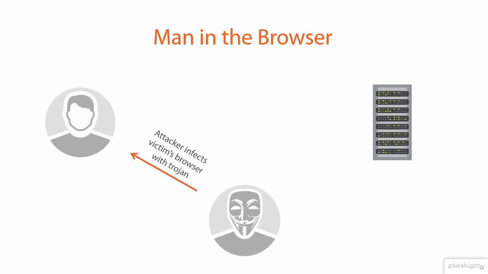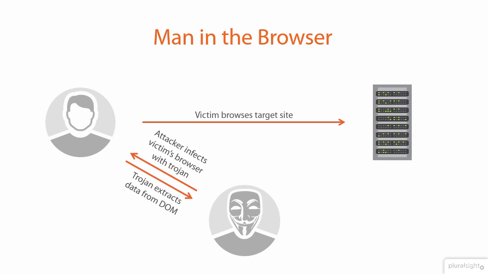Conversely, when we're just talking about browsers, we've seen browser plugins or extensions which have been malicious in the past. And the key thing here about a man in the browser attack is we're saying that there is malicious software that's running in the browser. Now what that means is that when the victim browses a target site, the Trojan can execute and extract data from the DOM. So what would be useful within the DOM of a browser?